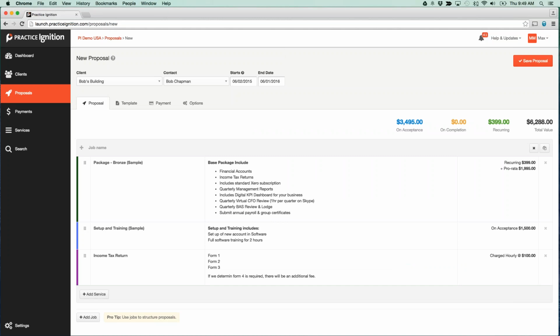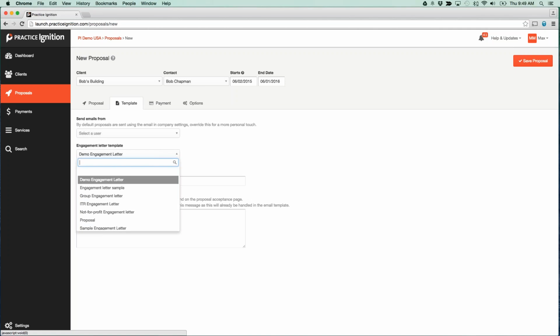Yeah, absolutely. There's a couple ways that gets managed, but once we've chosen our services, the next thing we're going to do is go in and choose our engagement letter template. You can set up any number of different templates in here. So if you have a different one for tax versus your regular bookkeeping services, or any of those different ones Hector described earlier, you can upload them in here.